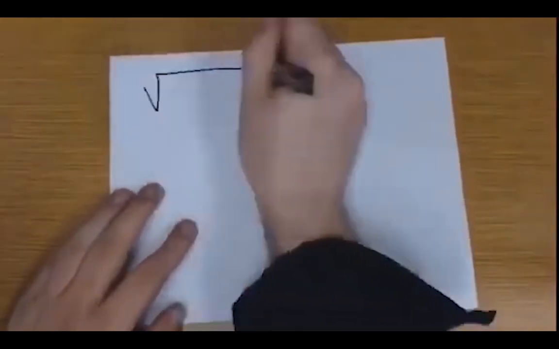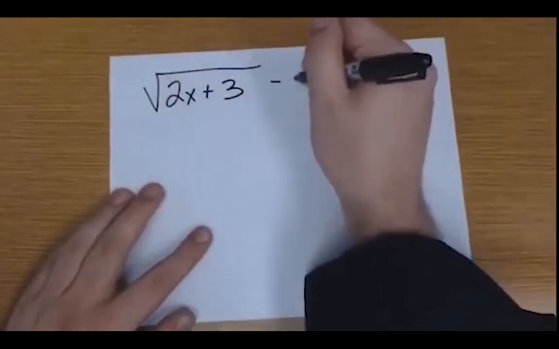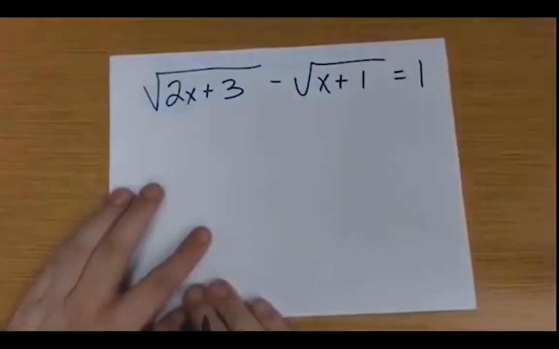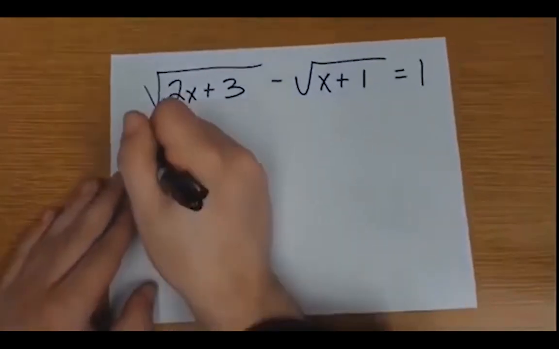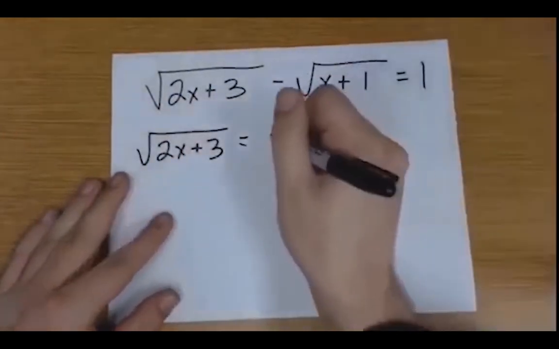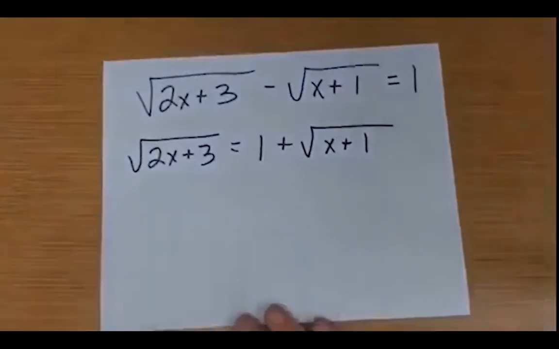Let's look at example 5. Solving an equation containing two radicals. Radical 2x plus 3 minus radical x plus 1 equals 1. We want to get one of the radicals by themselves. So I'll just keep this radical 2x plus 3 on the left, and I will add the other one over. 1 plus radical x plus 1.